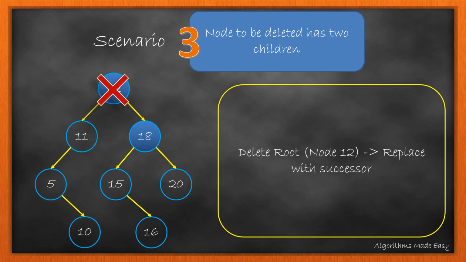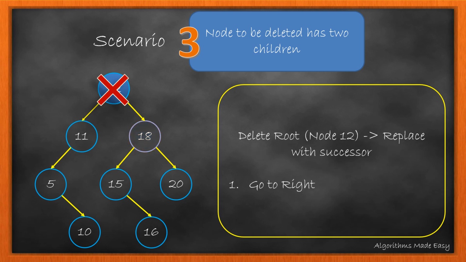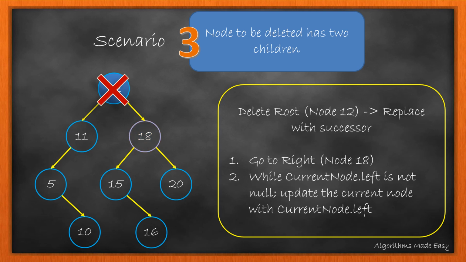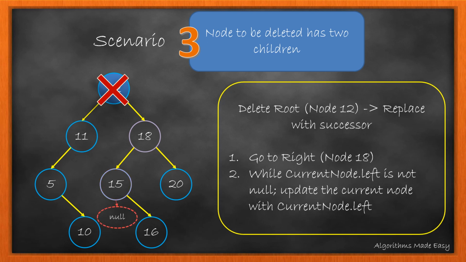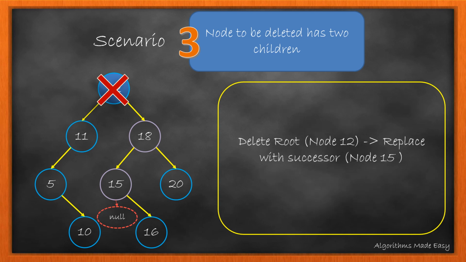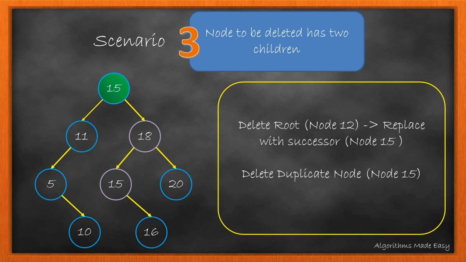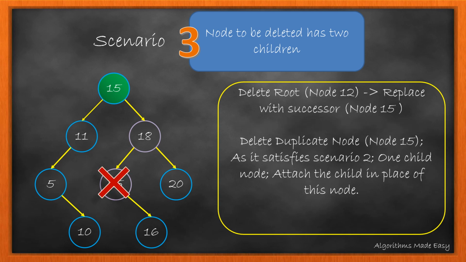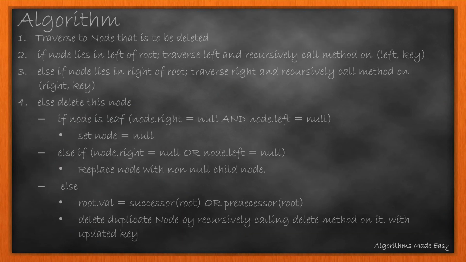Now let's try to replace root with successor, or the minimum from the right tree. To find the successor, we go to the right node, and then while the left of this node is not null, we keep traversing to its left. So we go to node 15, and as its left is null, this becomes our successor. We replace the root node value with 15. This duplicates node 15, so we need to delete it. As node 15 also falls in scenario 2, we replace the current node with the child node. This is the final result.